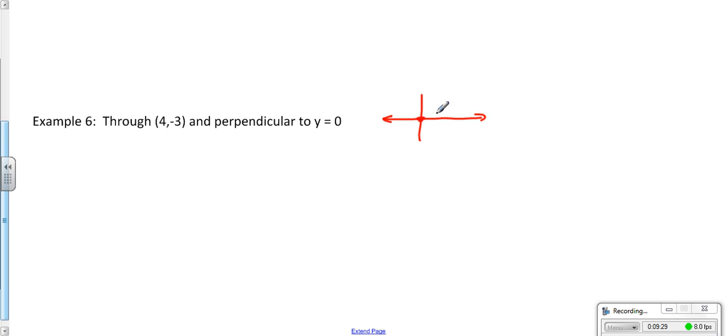Now, a line perpendicular to that means I have to take the slope of that line. Well, the slope of a flat line or horizontal line is 0. So if I take the reciprocal of that, I will get 1 over 0, which we cannot do. It's undefined. But it does tell you that it's going to be, this symbol means implies, a vertical line. All vertical lines are of the form x equals something.